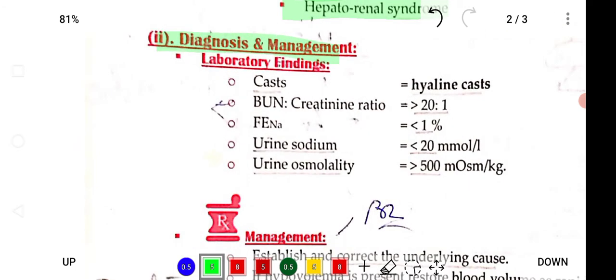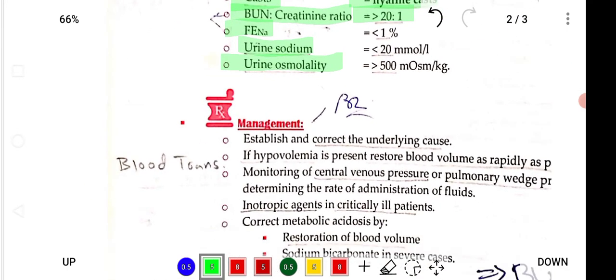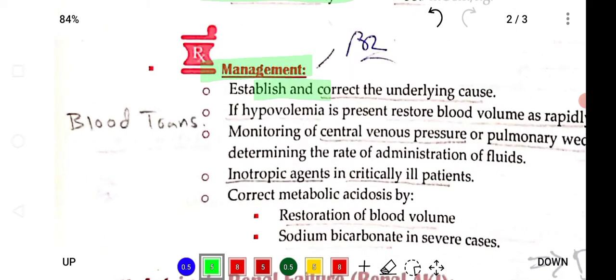Now, how can we diagnose, or what laboratory investigations are required? Casts will show hyaline casts. The blood urea nitrogen to creatinine ratio will be greater than 20:1, and urine sediments will be performed. Urine osmolality is also performed in order to rule out other causes. Management will be to correct the underlying cause.